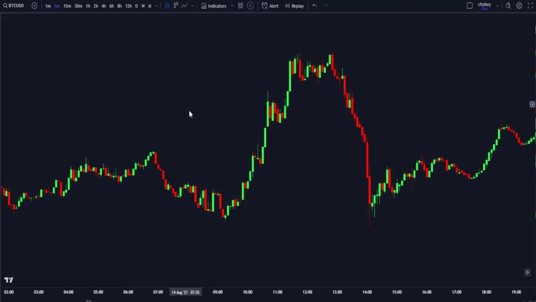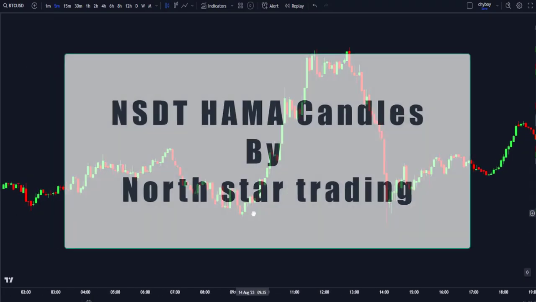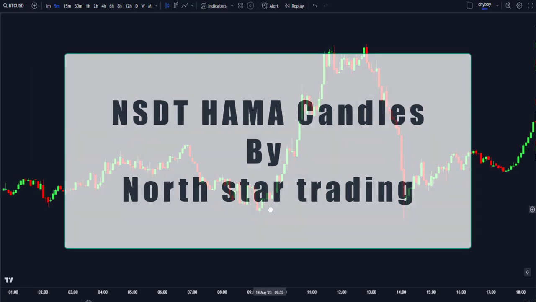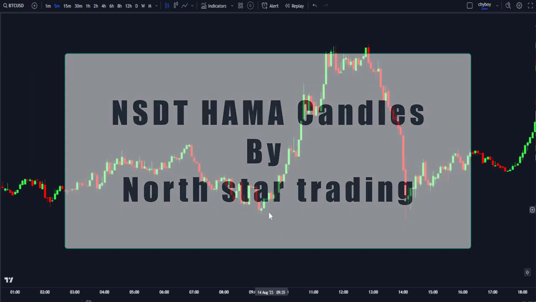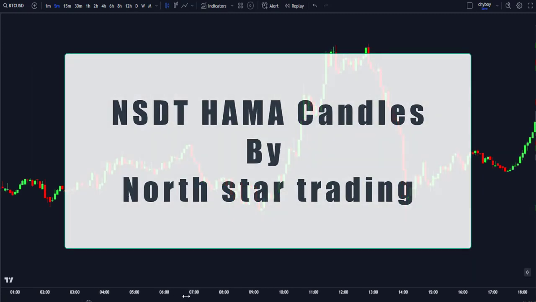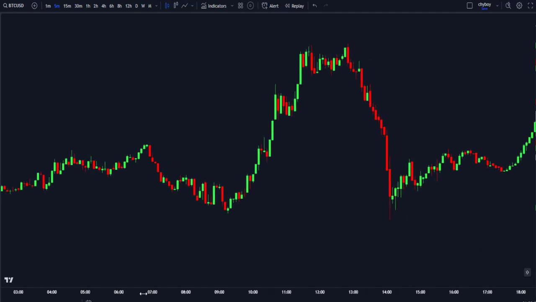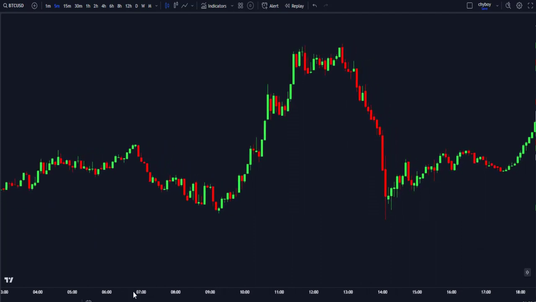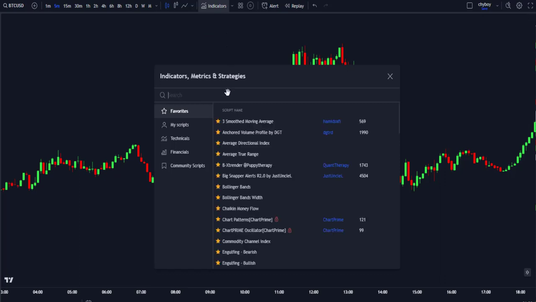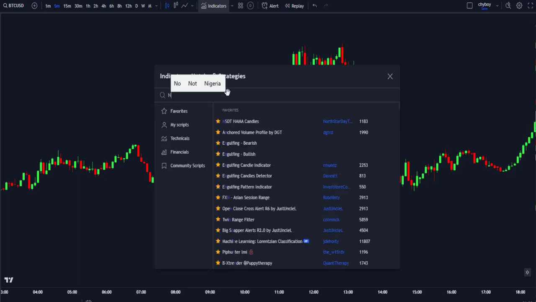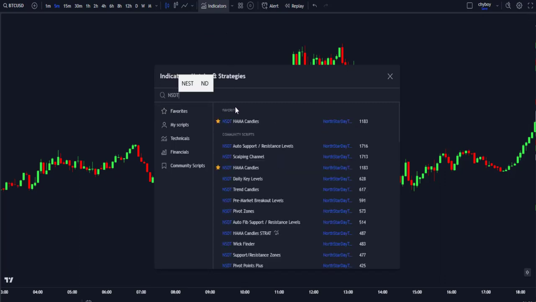The indicator we will be using in this strategy is called the NDT Hammer Candles. NDT Hammer Candles is an indicator developed by North Star Day Trading that uses Heiken Ashi moving average to create hybrid candles on the chart. Before we talk more about this indicator, let's add it to the chart. To add it to the chart, we navigate to the indicator search bar. There we are going to search for NDT Hammer Candles. Select the one made by North Star Trading.